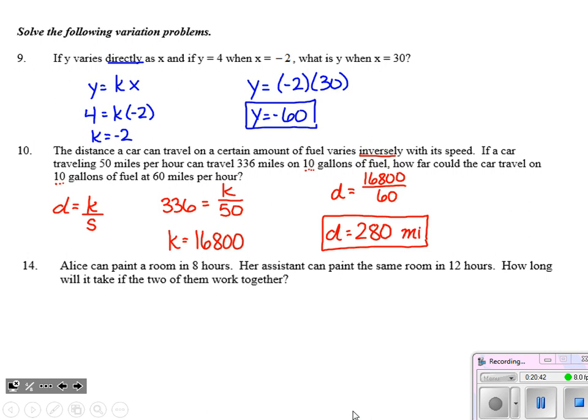Here, since it is a word problem with units given, our answer should have units. How far can you travel going 60 miles an hour? Oh, 280. Well, 280 what? You know, give the units, answer the question.